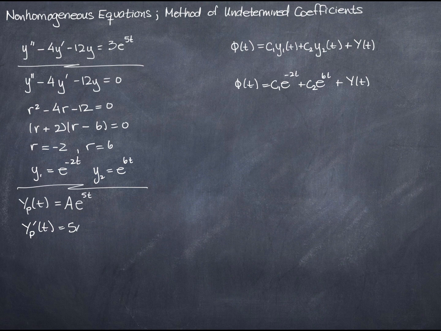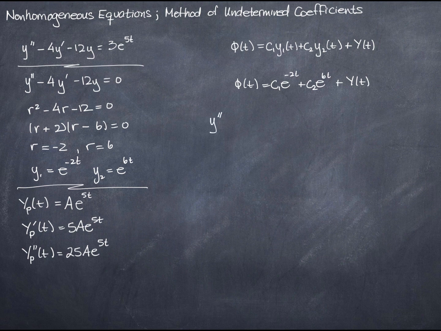This is going to give me 5a e to the 5t, and yp double prime is 25a e to the 5t. And then I'll take these derivatives, plug them into my equation, and notice that I've still got an a in here. I've got some unknown value in here. That's the piece that I'm going to have to figure out. So I'm going to take each of these, plug it into here, and see what happens. And I'm going to do that off to the side because I can't do it below. I've run out of room again.